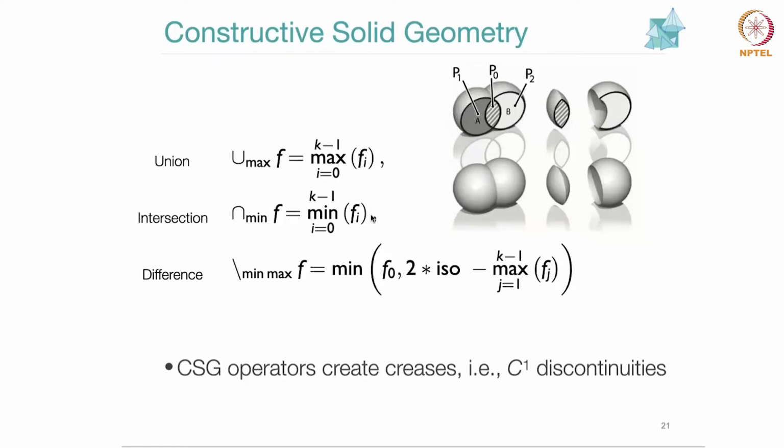So it's not an artifact of CSG, but rather a good thing. You actually want creases because implicit modeling by itself doesn't give you creases because it deals with smooth functions, right? So CSG gives you the capability to create creases in these implicit functions.